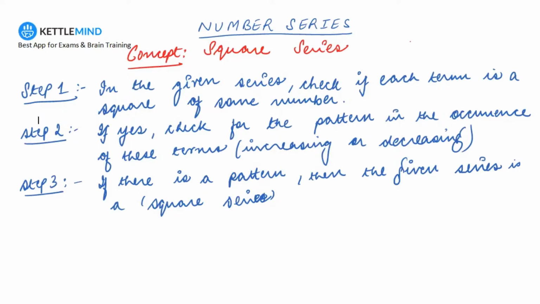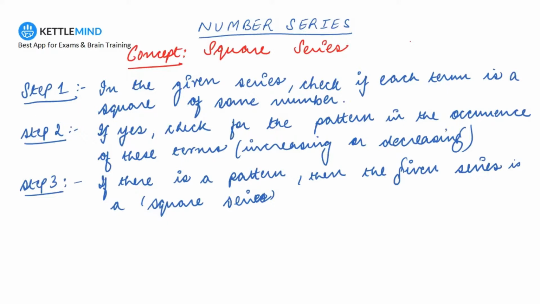So from this video we'll be starting off with a new concept of number series, which is square series. Square series is the easiest concept among the number series. We'll do these three steps in order to understand how we determine the square series, the occurrence of square series. Then we'll do two questions of example and then two questions for the paper point of view. So we'll be following the same pattern as what we've been doing till now.